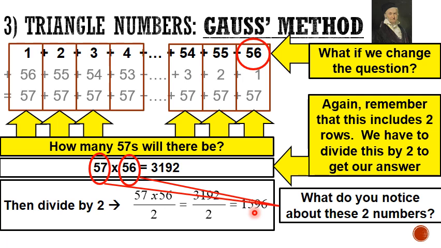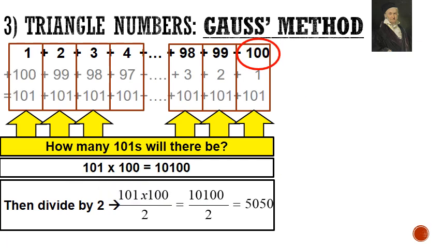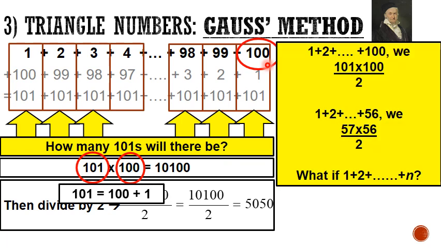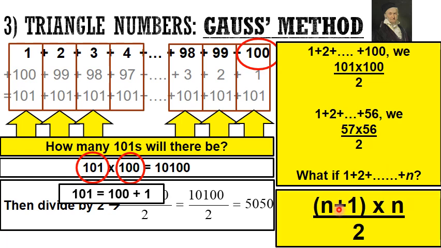What do you notice about these two numbers, 56 and 57? 57 is actually 56 plus 1, right? The previous question, 100 and 101: 101 is 100 plus 1. So, what if it is 1 plus 2 plus 3 all the way to plus n? It will be n plus 1, times n, divided by 2.